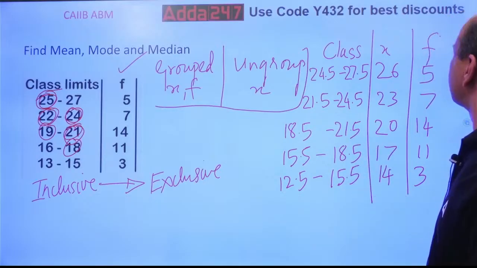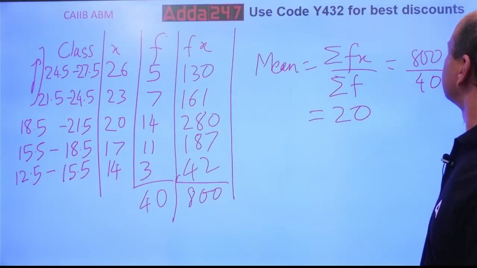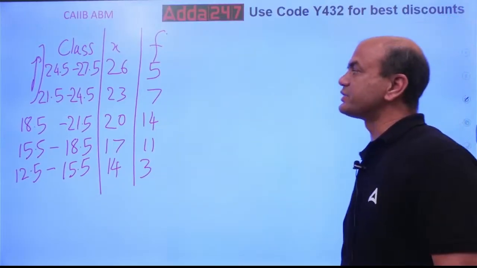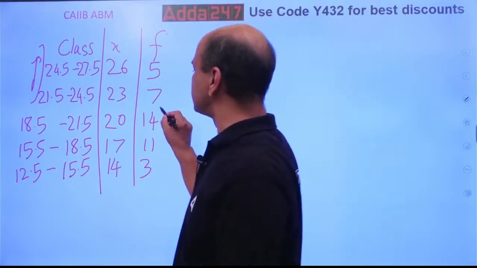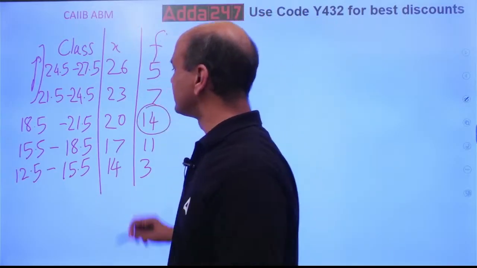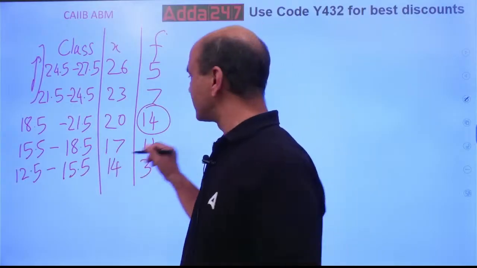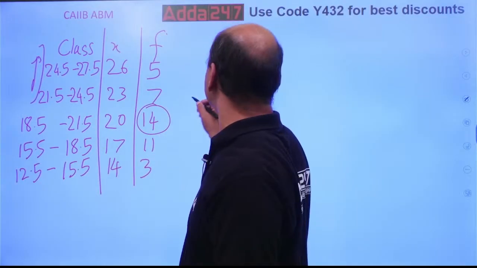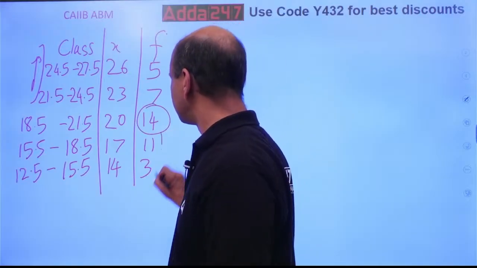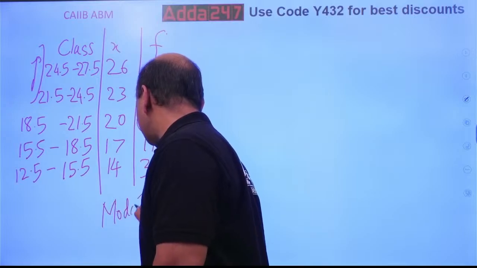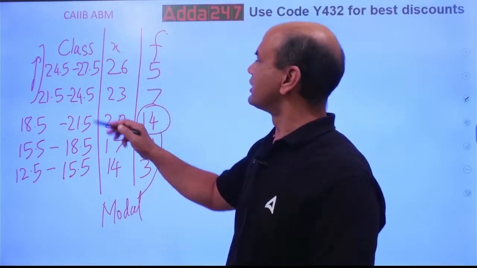You can do it there also. Let's bring in this fresh slide. So which class has the highest frequency? 14. So this is my modal class. This becomes my modal class. I'll write it over here, but then there will be a problem for the space. Modal class. Okay, so now you got this.